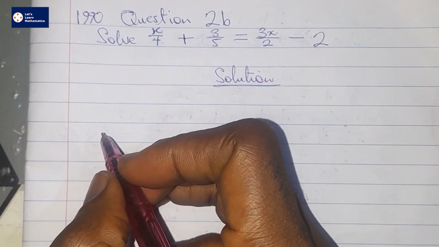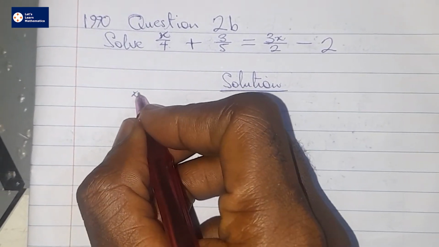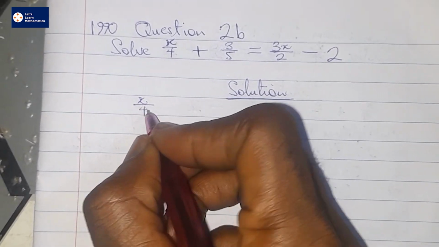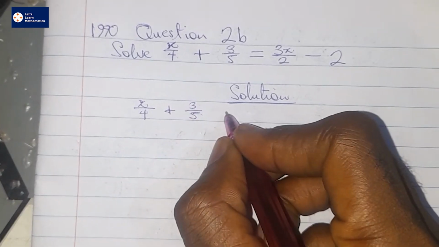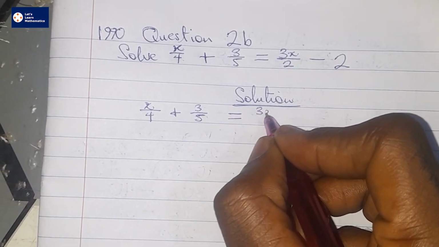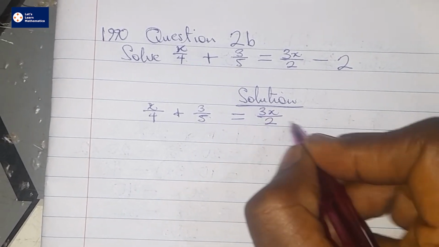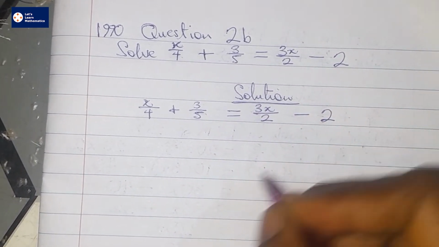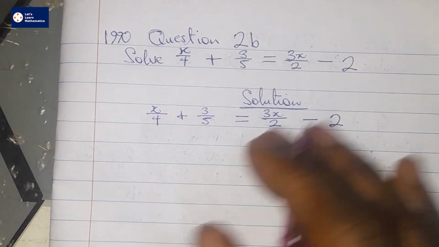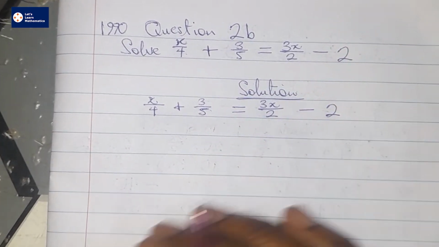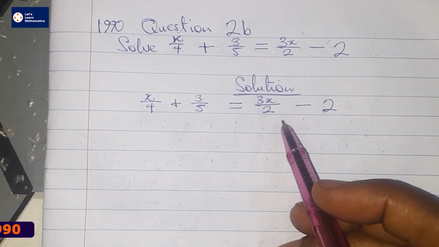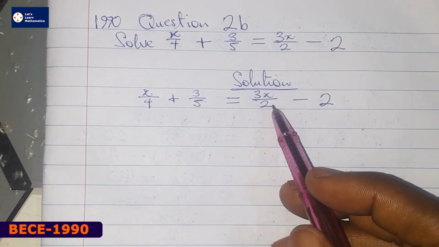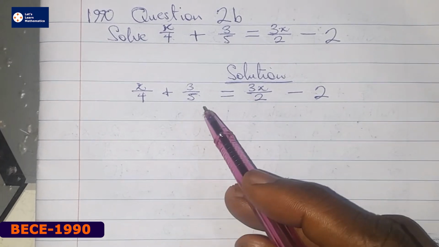So I'm going to write the equation. That is x over 4 plus 3 over 5 equals 3x over 2 minus 2. Now looking at the equation critically, you can see that there are lots of fractions in here. So the first thing that we have to do is to get rid of the fractions.